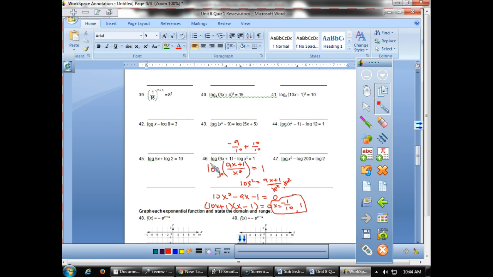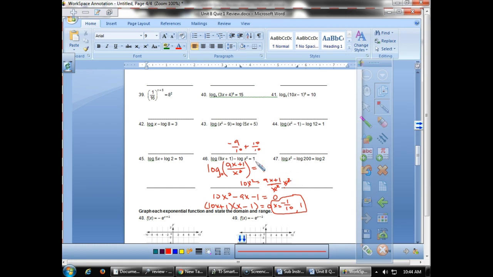When you have a problem like this, you see you have logs on one side and a number on the other side. For 43, if you look right above, I have logs on the left and logs on the right. When you can get to that point, you can just drop the logs. It's because of the equality property of logs. So if log of m equals log of n, and they have the same base, then m equals n.